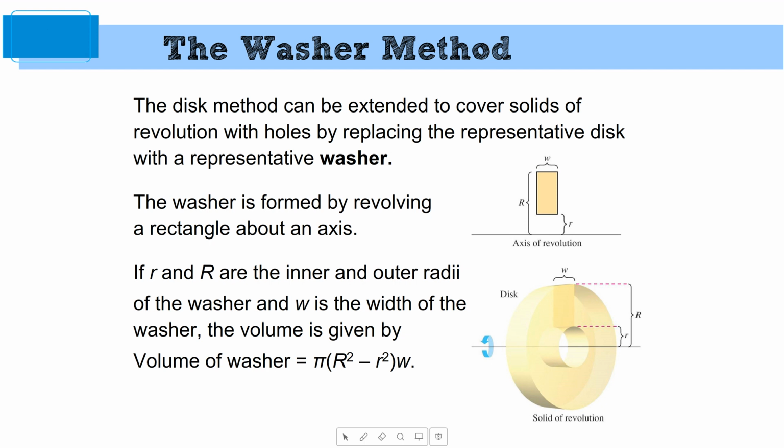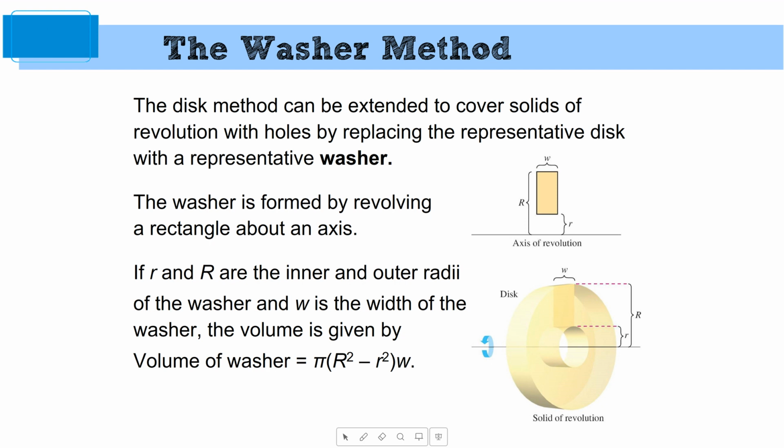Instead of pi capital R squared times W minus pi little r squared W, I factored out the W's and the pi's. Capital R, for our purposes, is the farthest distance from the axis of revolution to any point on the representative rectangle. It's usually going to be the top of the representative rectangle. Little r is the radius of the hole.